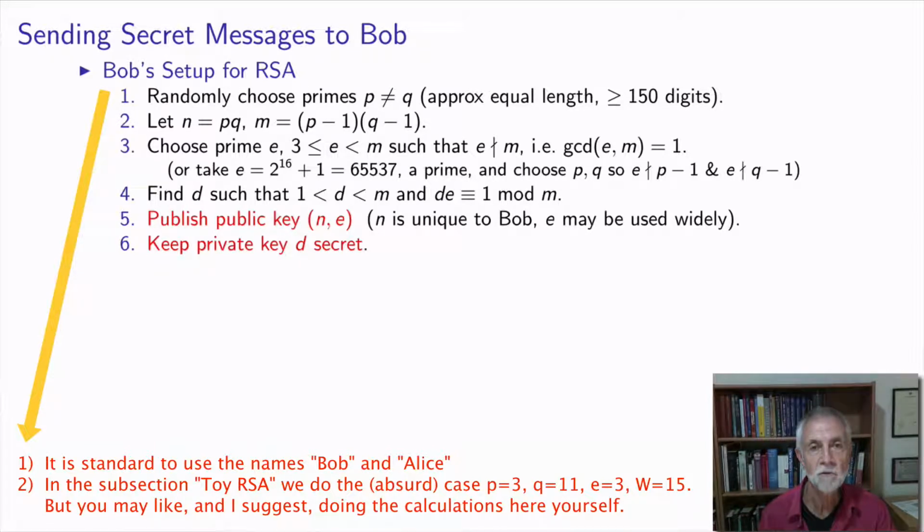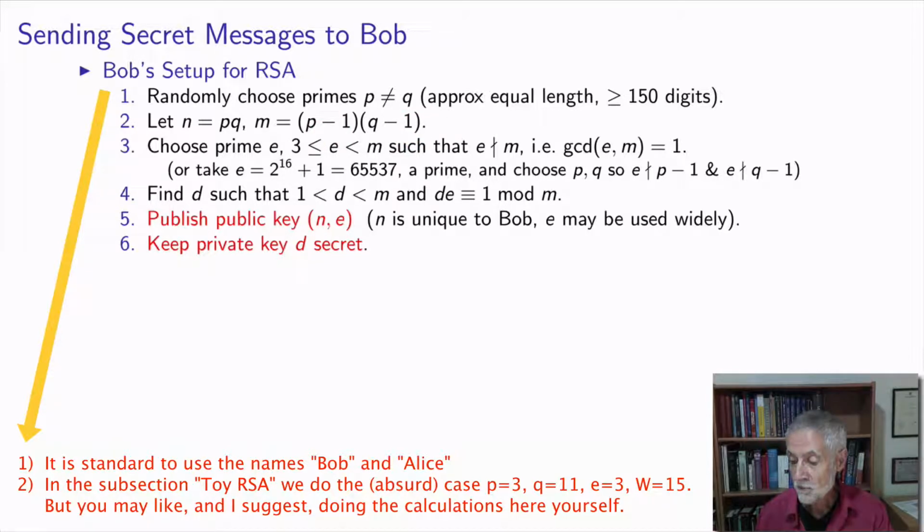And similarly for Q. So then we multiply P and Q, and we end up with N equals PQ. This is the most important number that Bob publishes. Another number he needs is the number M equals P minus 1 times Q minus 1, for reasons we'll see in just a minute. So now we have P and Q, which are certainly not published. We have N, which is published, and M, which is certainly not published.